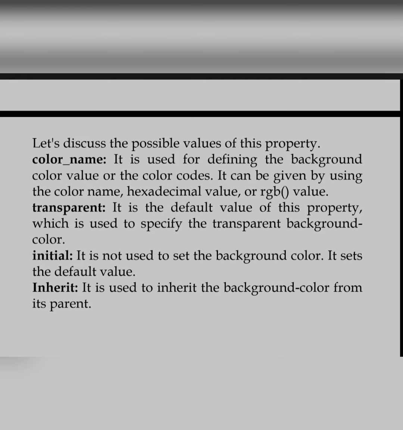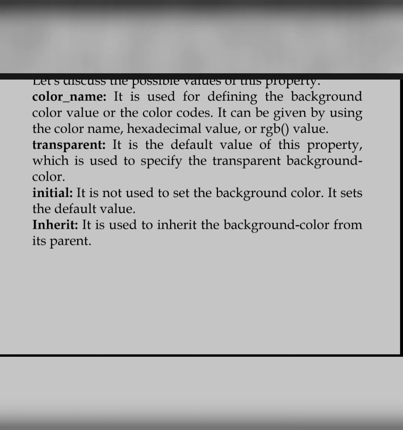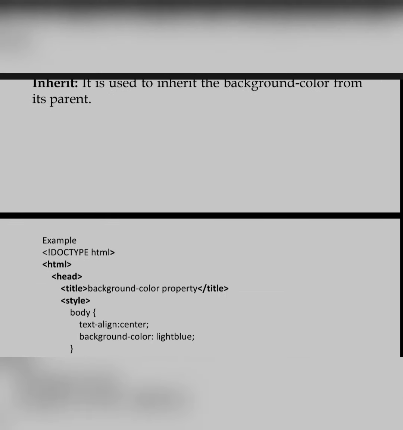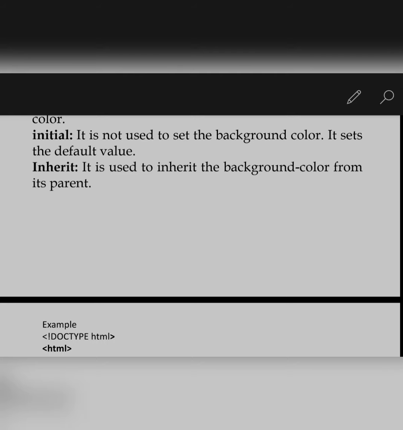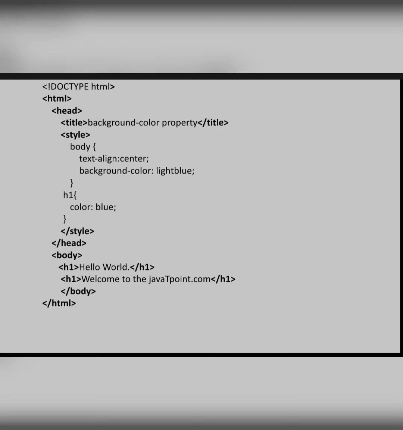Transparent is the default value of this property, which is used to specify a transparent background color. Initial is not used to set the background colors; it sets the default value. Inherit is used to inherit the background color from its parent. This is another good example for background color coding with position.